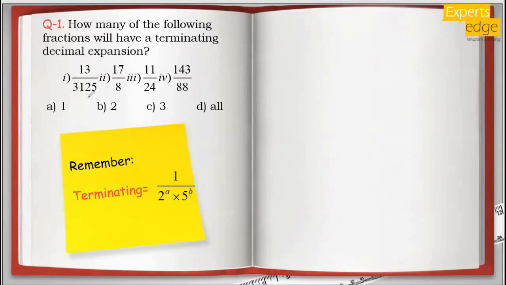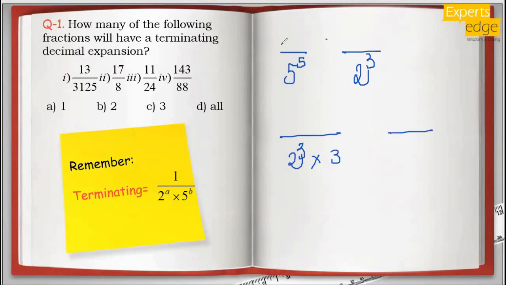So if you know these values, then this is hardly a matter of seconds. What is the first fraction? Just concentrate on the denominator part, right? The denominator of the first is nothing but 5 to the power 5. The second one is 2 to the power 3. The third one, 24, is 8 threes, that is 2 cube into 3. And in the last part, these are co-prime numbers. This 17 and this 11 will not get divided. Whereas 143 and 88, you can divide by 11, right? So it will be basically 13 by 8.